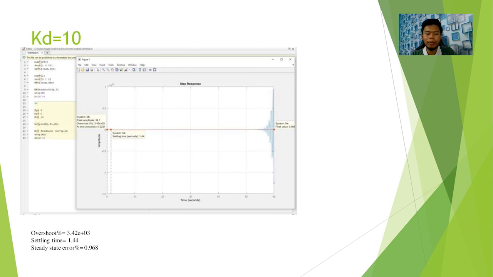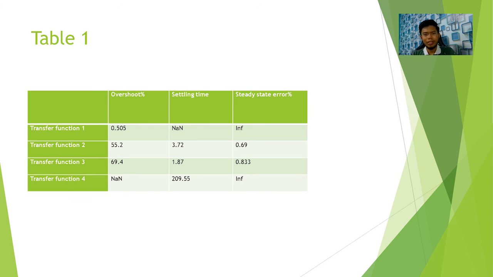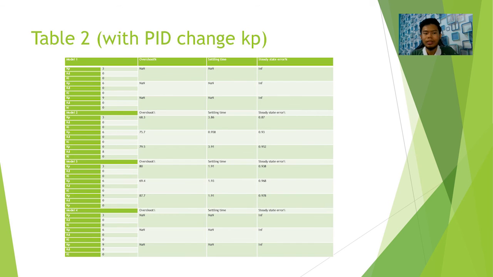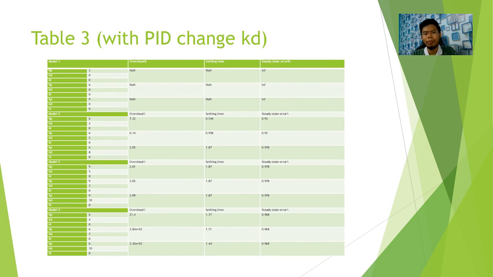Next, KD equal to 10. Overshoot is 3.42E+03. Settling time is 1.44 and steady state error is 0.968. This is table 1, where we combine all results of the simulation without the PID controller. This is the table with PID where we change the KP, and this table 3 is with PID where we change the KD.